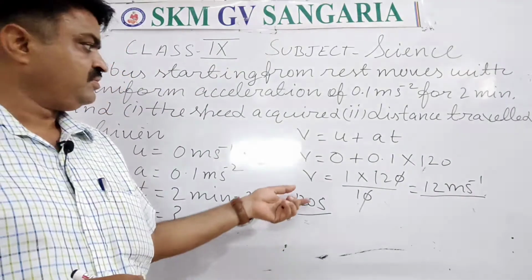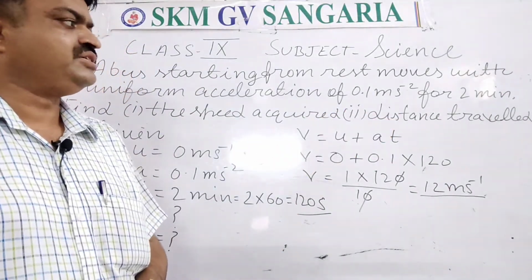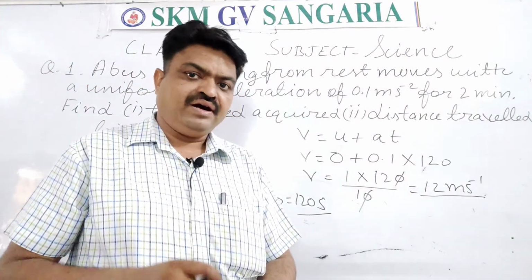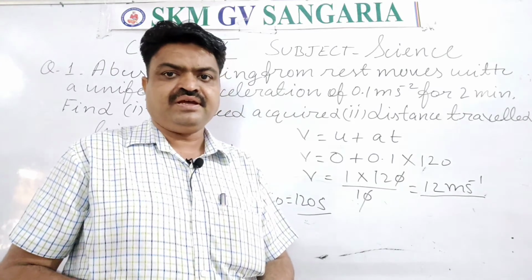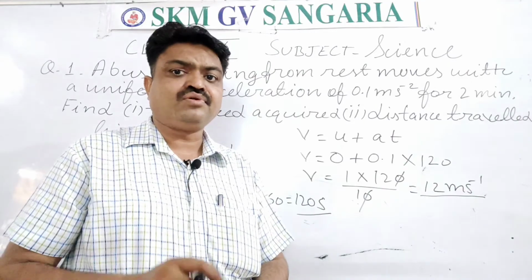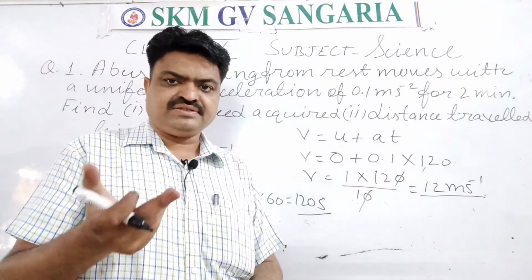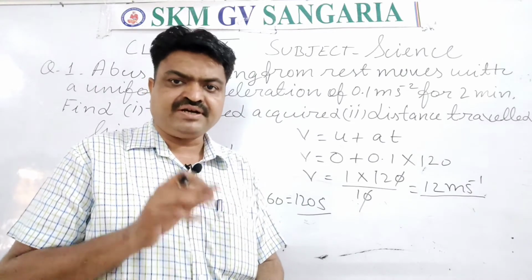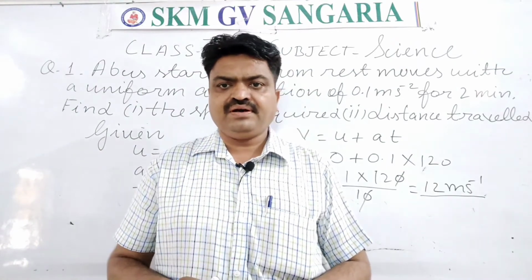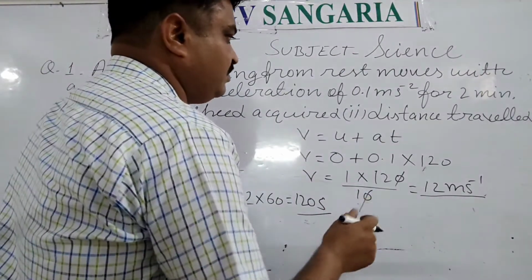Now the second thing that is asked in the question is distance traveled, and for distance traveled again we will use an equation of motion. And which equation of motion is most suitable to solve this question, students? Tell me. It is the second equation of motion. And what is the second equation of motion? It is S is equal to UT plus half AT square. So you write it here.